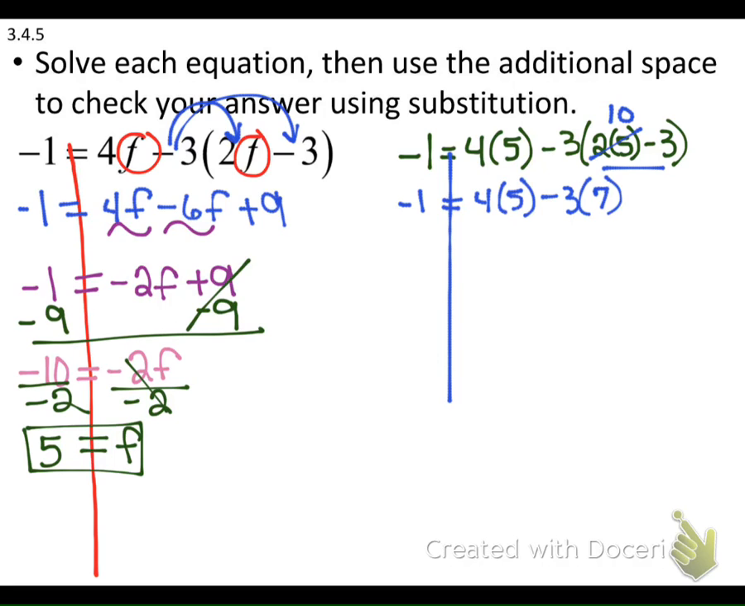After I do parentheses, I look to see if I have exponents, which I do not. The next step then would be to multiply. So I would multiply 4 times 5 to get 20. And then I'd multiply negative 3 times 7 to get negative 21. From there, I would continue to simplify. 20 minus 21 would equal negative 1. If you compare the numbers on each side of the line of equality, they are the same. So f does equal 5, so I'll put a check mark next to my answer.